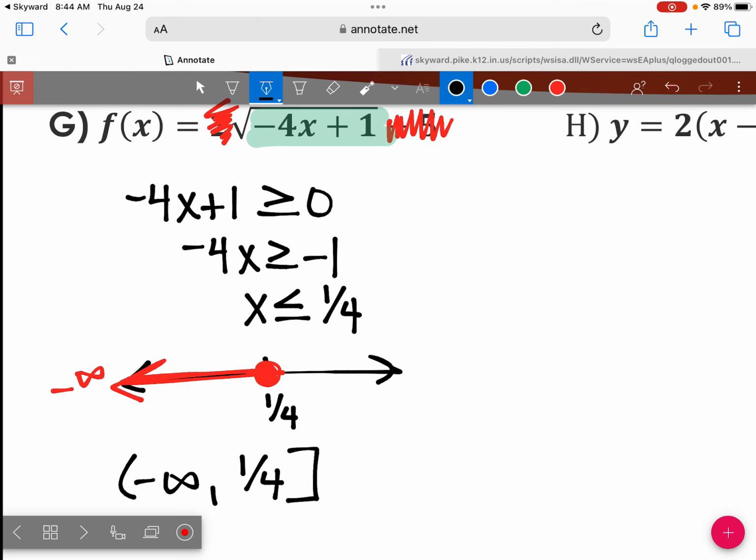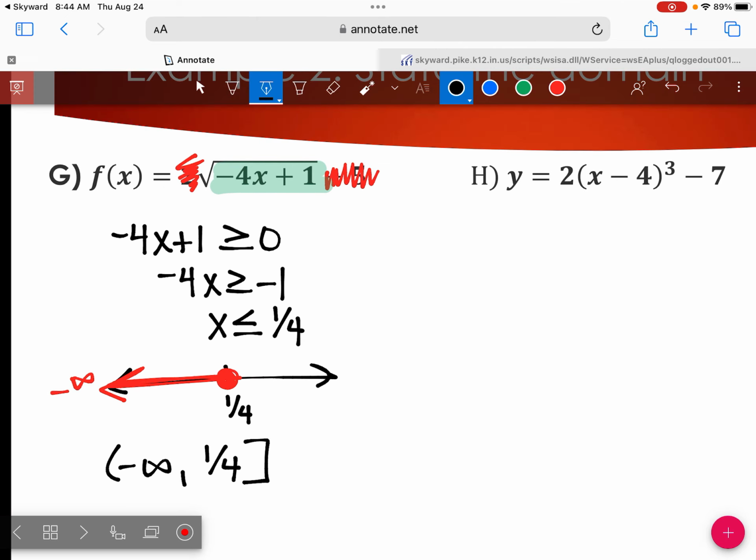H, do we have a red light? Nope. So what's my domain? What's our domain for H? All real numbers. No red light, nothing to stop us or hold us back. So that is our domain.